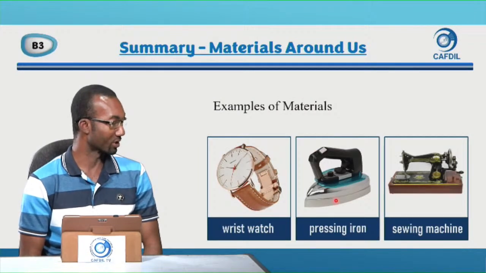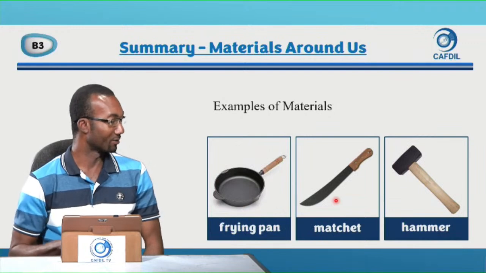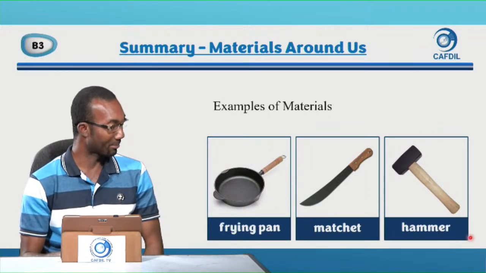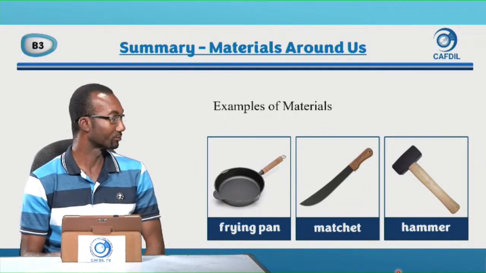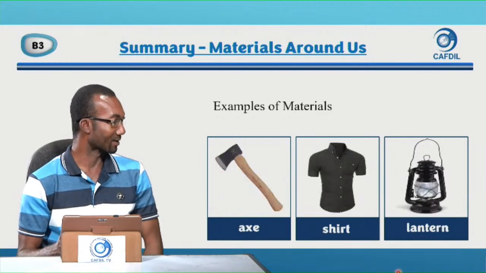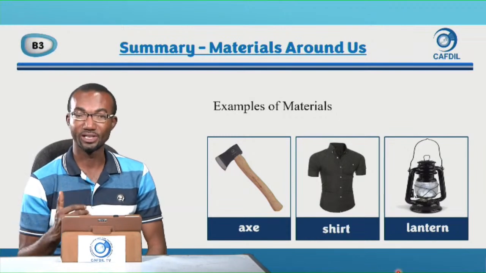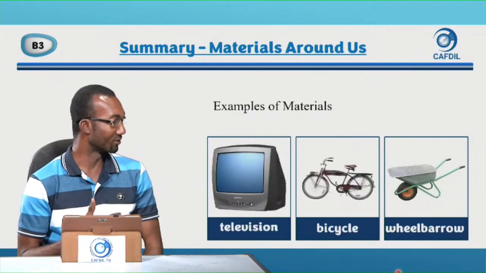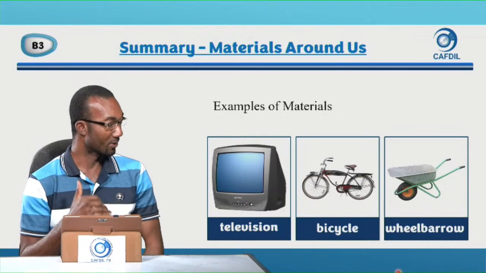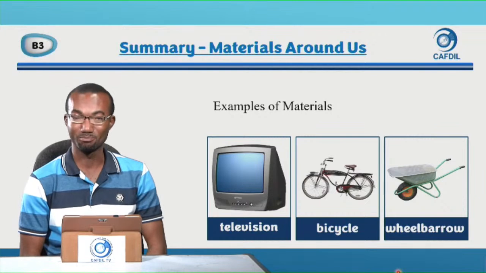We looked at a wristwatch, a pressing iron, a sewing machine. We also looked at a frying pan, a machete, a hammer. They are all objects made from different materials. We also looked at an axe, a shirt, and a lantern as all objects made from different materials. Then we also looked at a television, a bicycle, and a wheelbarrow as objects made from different materials.